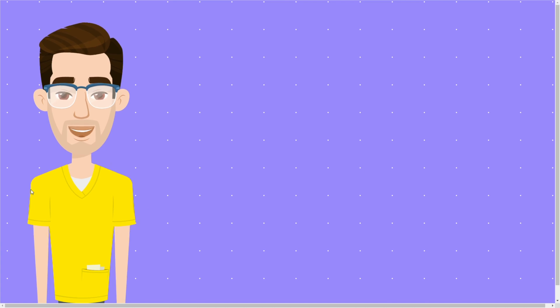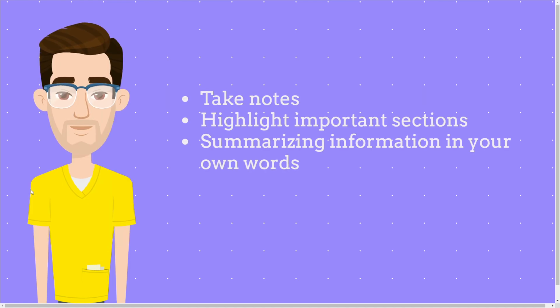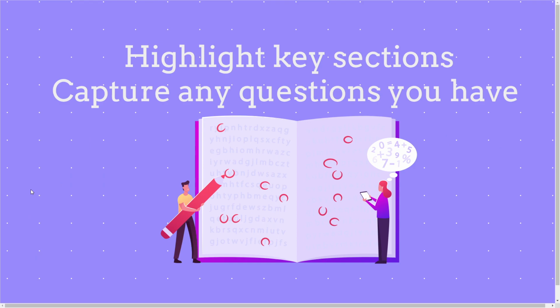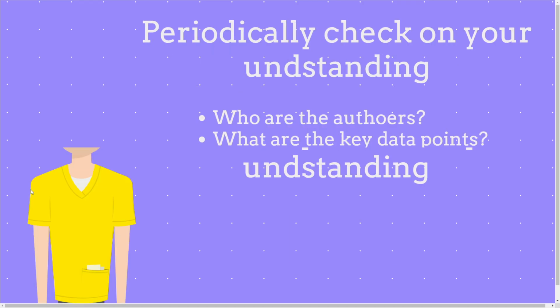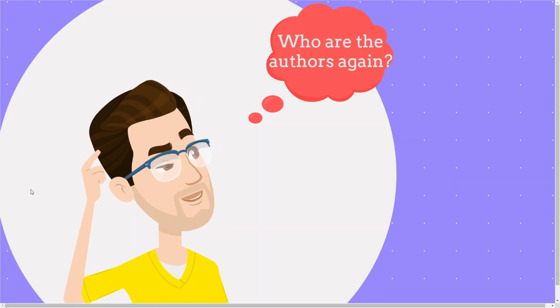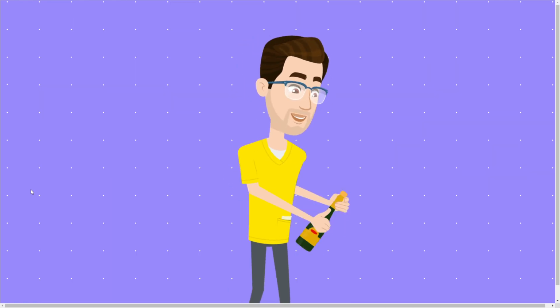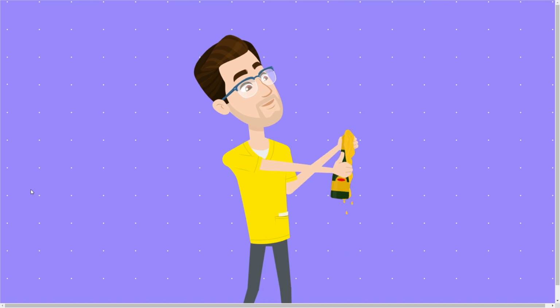Here are a few strategies to become a proactive reader when reviewing a clinical paper. Take notes and highlight important sections. Summarizing information in your own words makes it easier to understand. Highlight key areas for subsequent reads and jot down any questions for further research. Conduct self-check-ins, regularly verify your understanding of the material. Quiz yourself with questions like who are the authors? This ensures that you're assimilating the information, not merely reading.